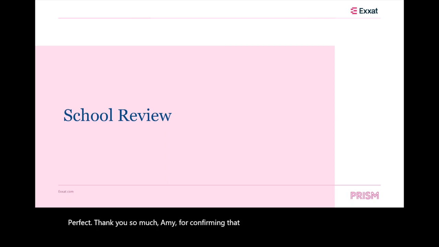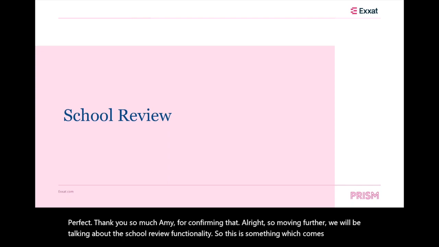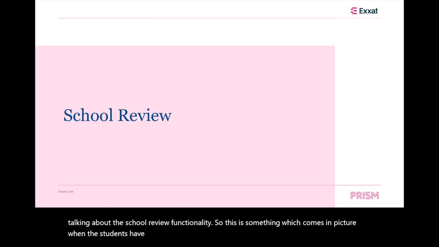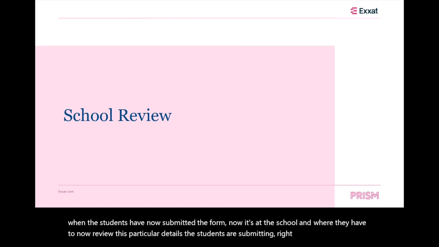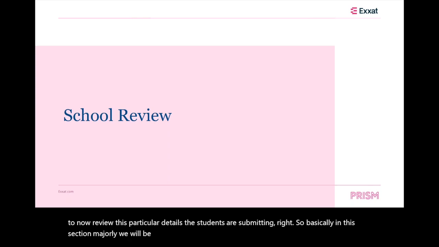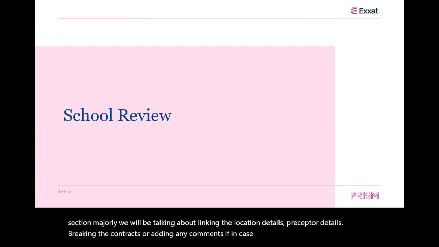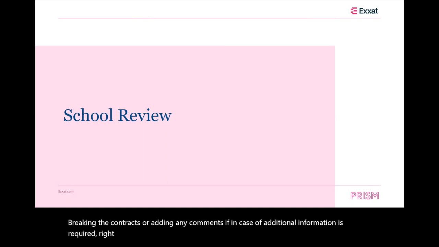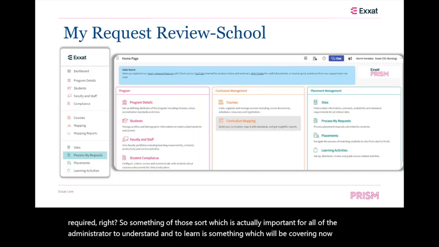All right. So moving further, we will be talking about the school review functionality. This comes into the picture when the students have submitted the form. Now it's at the school end where they have to review the details the students are submitting. In this section, we'll mainly be talking about linking the location details and preceptor details, checking the contracts, or adding any comments if additional information is required. This is important for all administrators to understand and learn, and it is what we'll be covering now. Moving into the next slide.